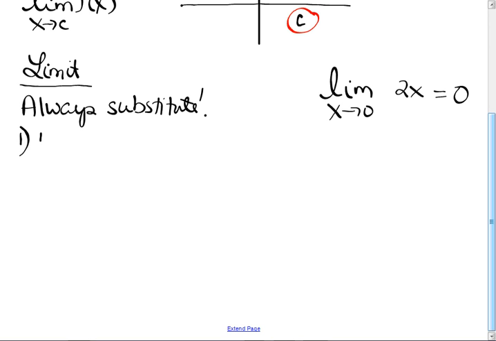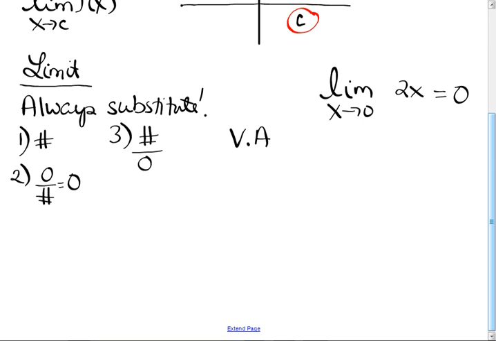The first thing is you could just get a number. You know what the chances of that happening are? Slim to none. They're never going to give you something that easy. They want to see if you can do the work to figure out what's going on. You could also get 0 divided by a number, which is really the same thing. Because what's 0 divided by a number? 0.